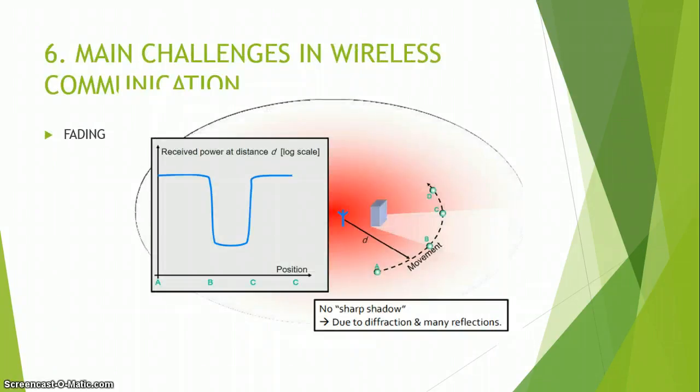Okay, the sixth question is the main challenges in wireless communication. The most important challenge faced by the engineers and the physicists in wireless communication is the fading of signal. Fading of a signal in a large scale means obstacles. The signal cannot penetrate a solid object, which may disturb the communication.